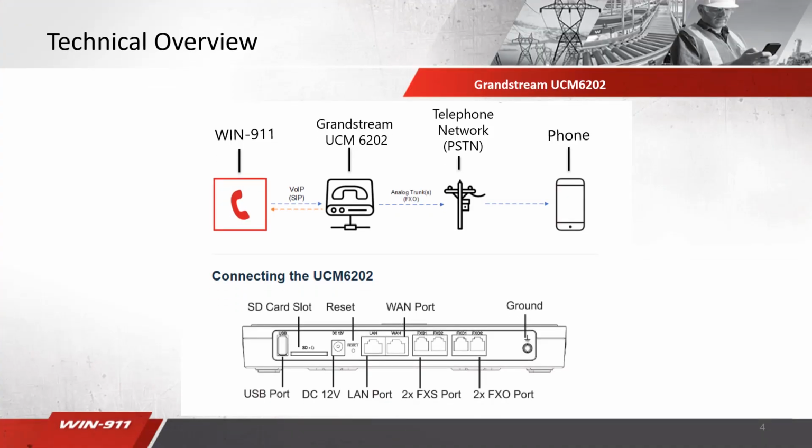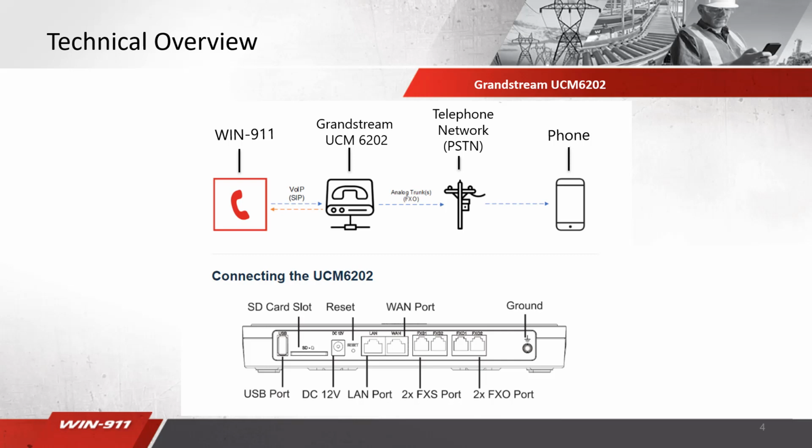All right, so a little bit of how this connects and how it goes out. From Win911, we actually make a connection to this Grandstream device using the Session Initiation Protocol, that's SIP, as a VoIP connection. So from inside Win911, you set it up as though you're connecting to a VoIP server, and that's how we communicate back and forth with it. It obviously has those FXO ports that have the analog line plugged directly into them, and that goes out into the world through the telephone network and eventually to your phone.